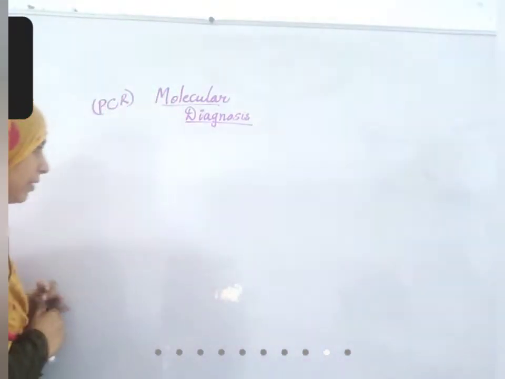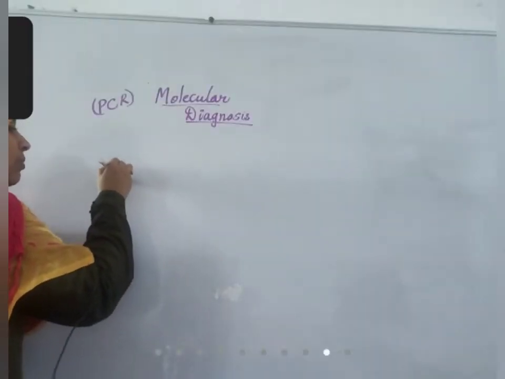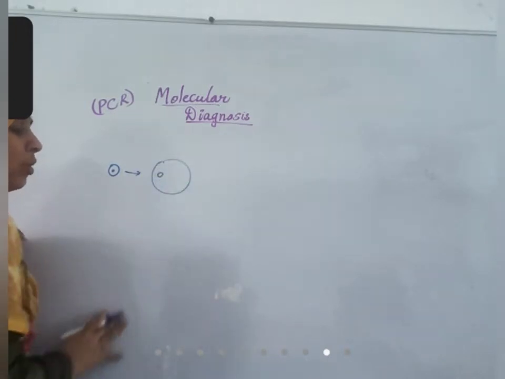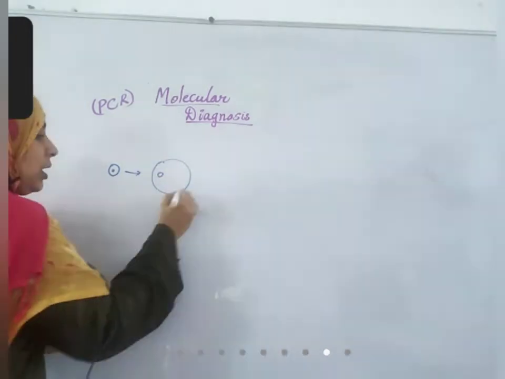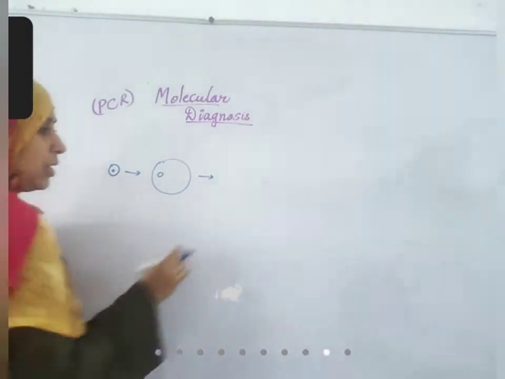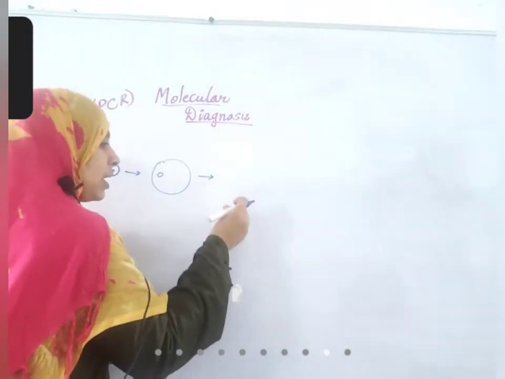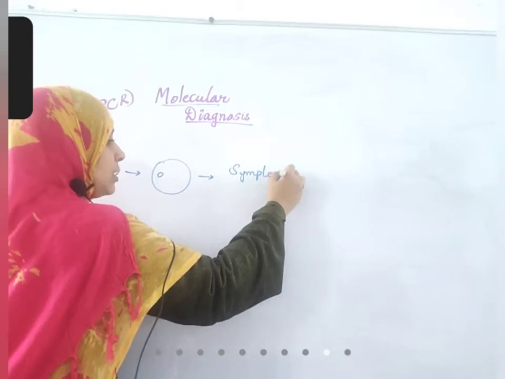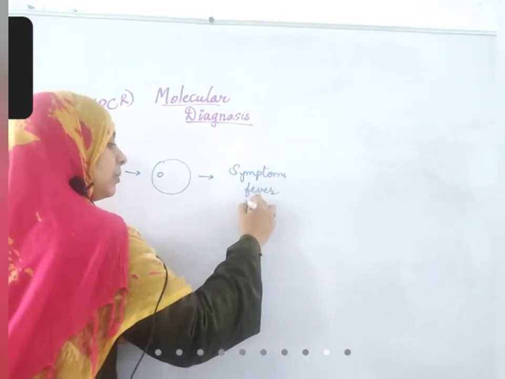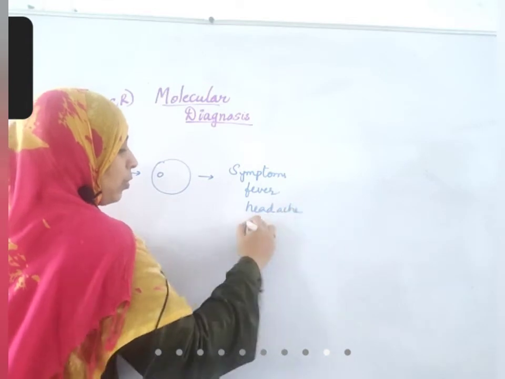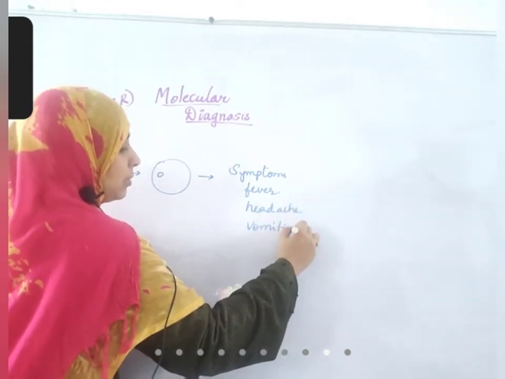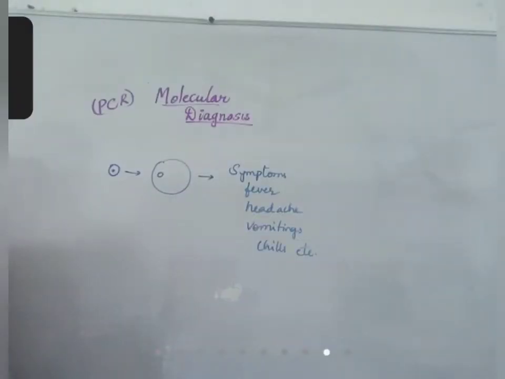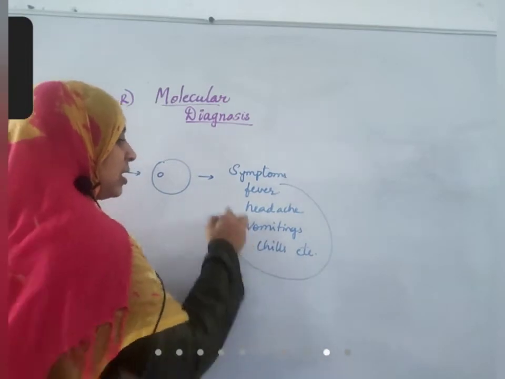Generally, when you have an infection in your body, one bacterium or one virus enters your body. At that time, you will not feel the disease. After a few days, after 8 days, 9 days, sometimes 14 days, sometimes 20 days, you will feel symptoms. What symptoms? Fever, headache, vomiting, chills, etc. Then we understand that there is an infection, and we go to the doctor.